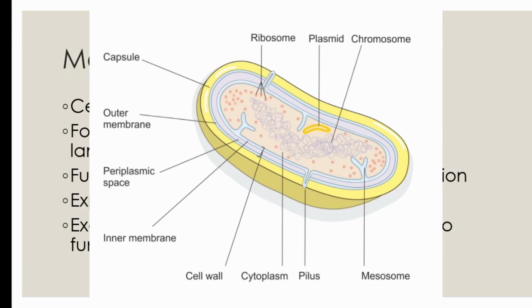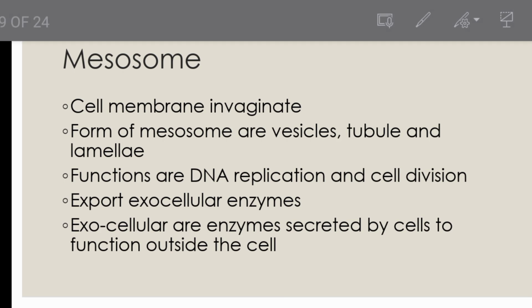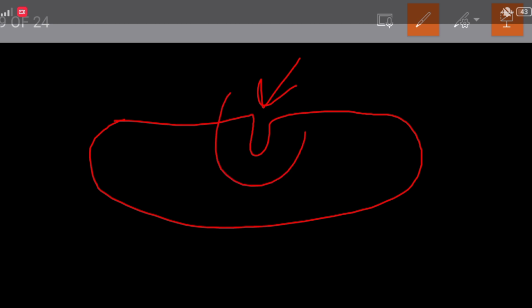Mesosome. Today's topic is mesosome of bacteria. A mesosome forms when the cell membrane invaginates, which means when the cell membrane pinches inward. For example, this is a bacteria cell and this structure is called mesosome.